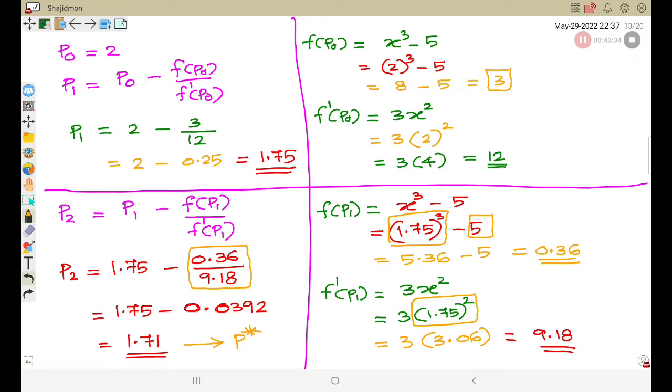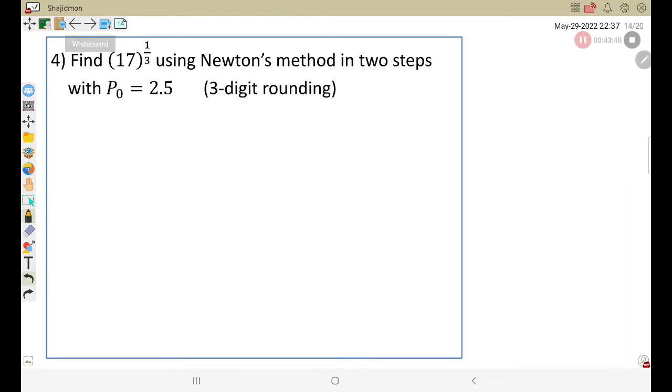I hope you understood this question, how to do this question. I hope it is clear. Okay, now we will go to the next question.